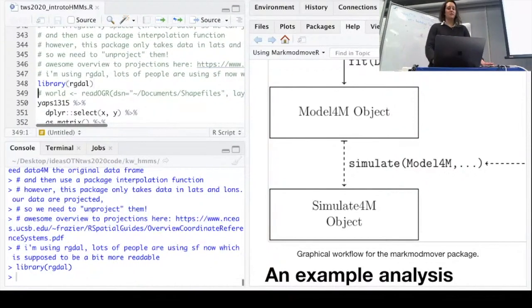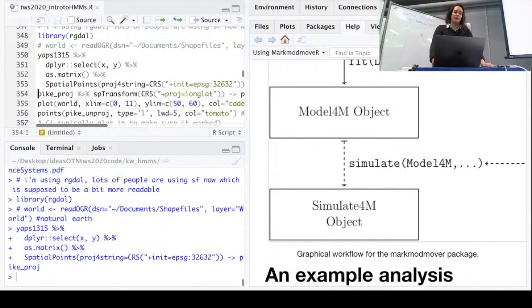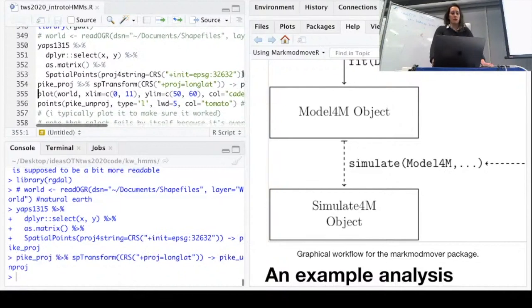First thing that we need to do, though, is actually unproject our data. A big difference between Markov mover and Move HMM is that with Move HMM you can use either lat-lon or UTM, but for Markov mover you can only use lat-lon. We already covered this a little bit, so I'm just changing my projection here.